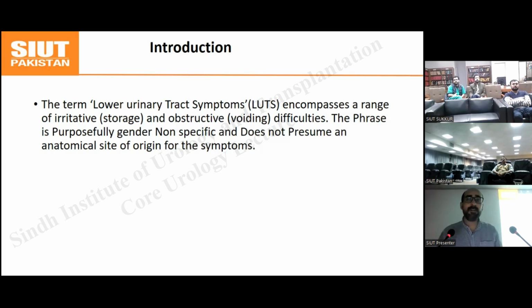Before, these symptoms were called prostatism, because those symptoms were just referring to male patients. But there are different symptoms which are suffered by females and young children who do not have prostate issues. Therefore, the term lower urinary tract symptoms was specified.